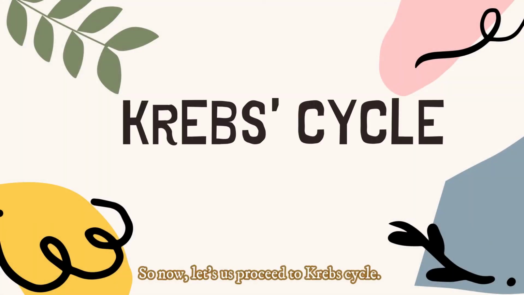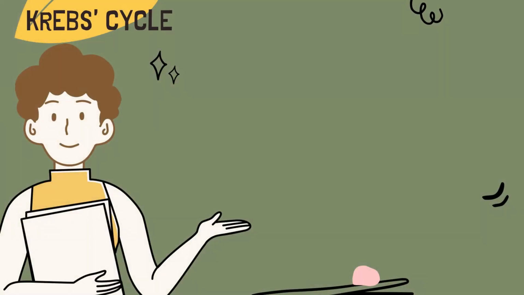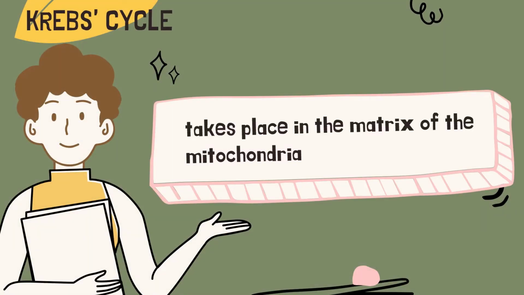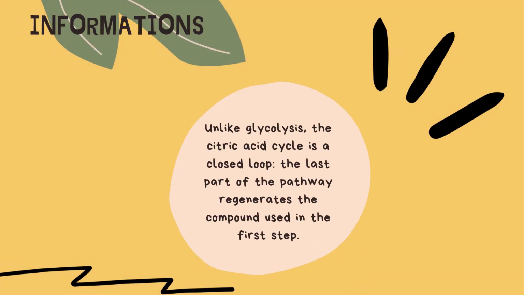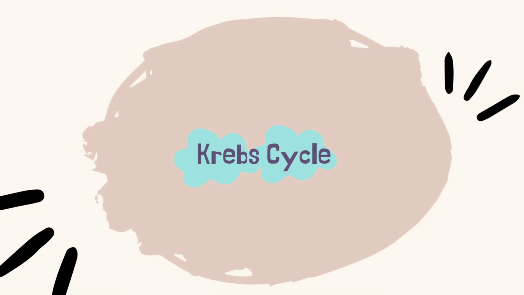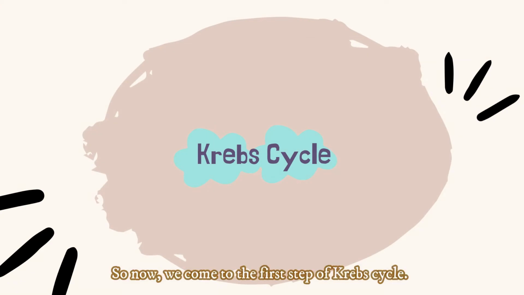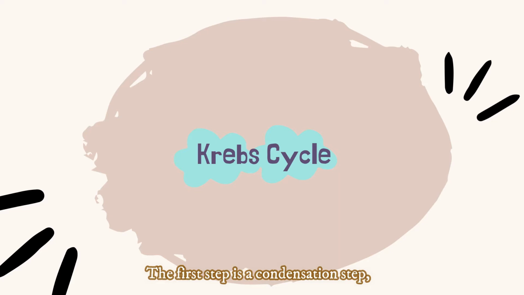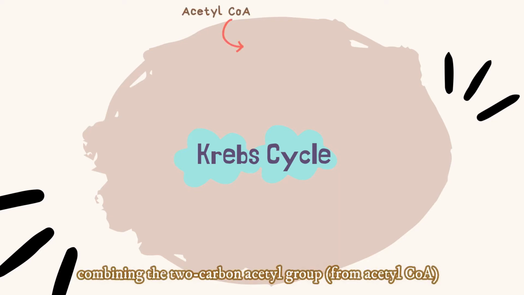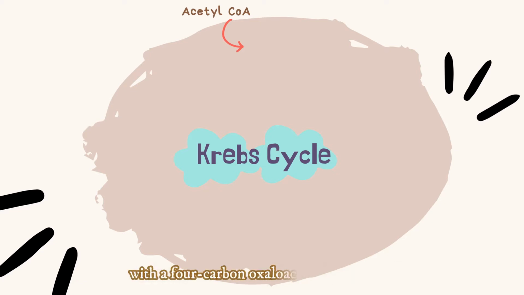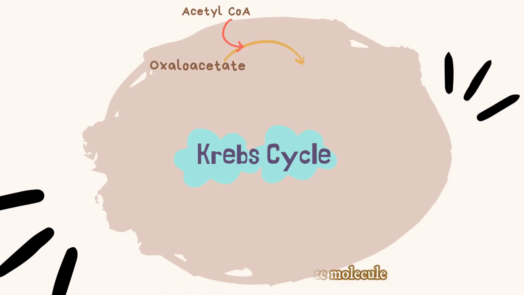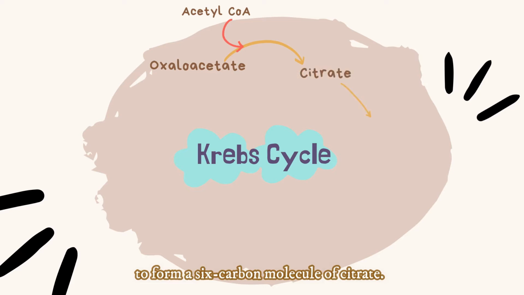So now let us proceed to the Krebs cycle. The Krebs cycle takes place in the matrix of the mitochondrion. Unlike glycolysis, the Krebs cycle is a closed loop. The last part of the pathway regenerates the compound used in the first stage. So now we come to the first step of the Krebs cycle. The first step is a condensation step, combining the 2-carbon acetyl group from acetyl-CoA with a 4-carbon oxaloacetate molecule to form a 6-carbon molecule of citrate.